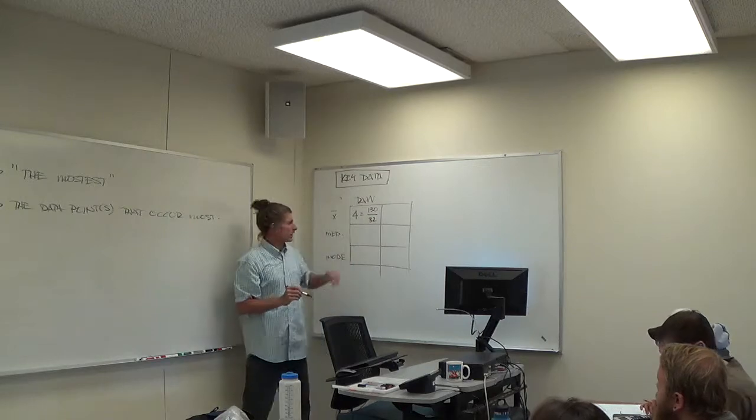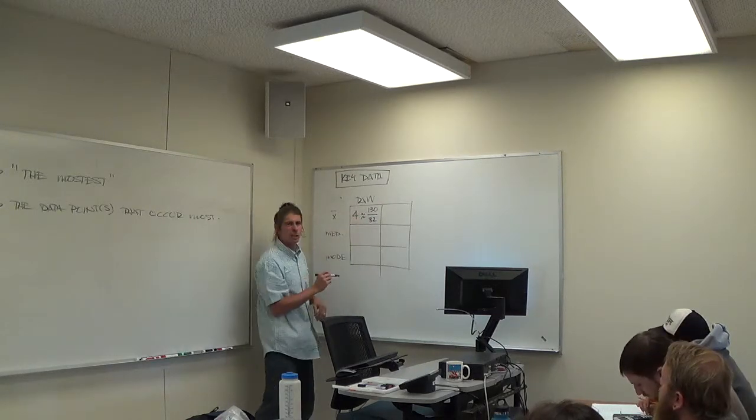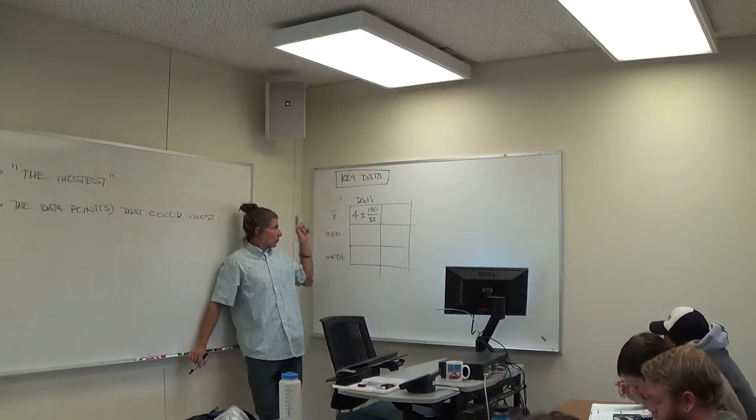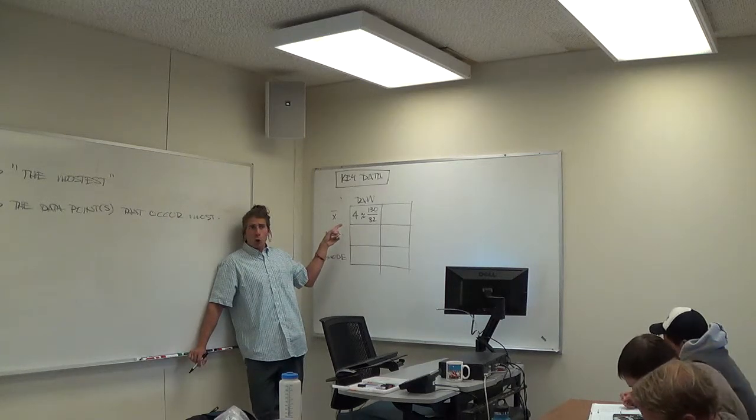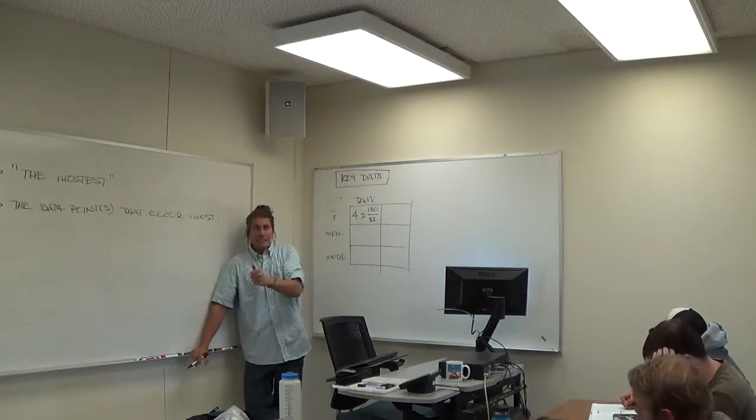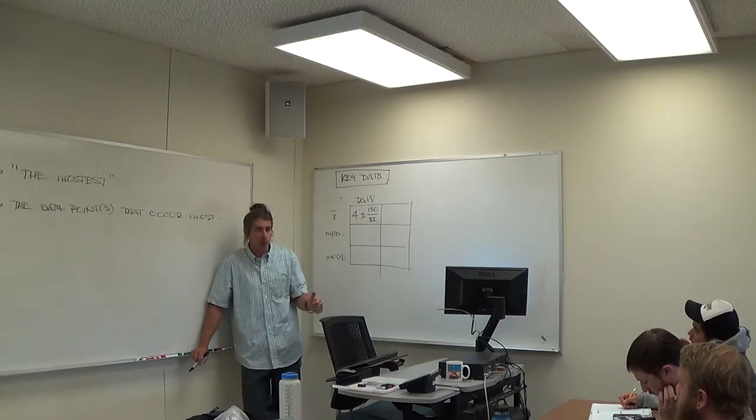I want to put an ish here, because it's close, right? It's close. So, it's 4, but there's a unit that goes with that. It's keys per person, right?